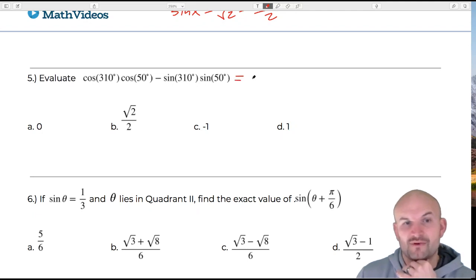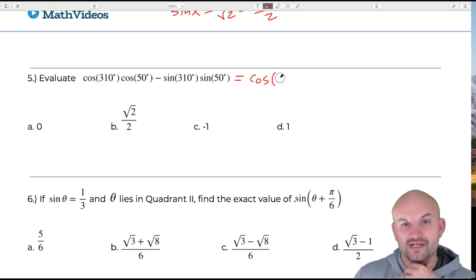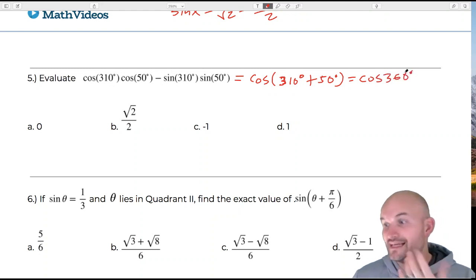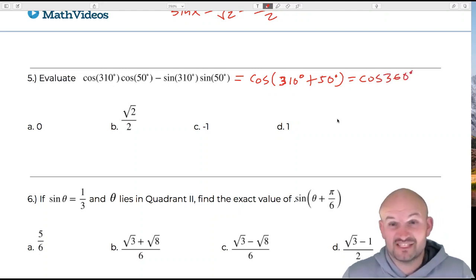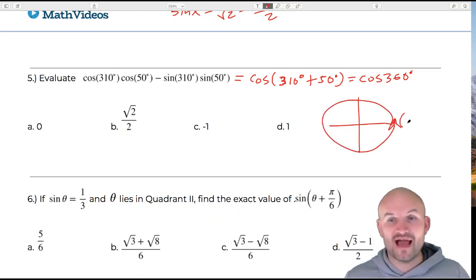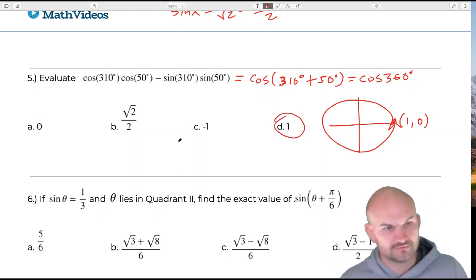If I was going to evaluate this, this would be the cosine of 310 degrees plus 50 degrees. So that's equal to the cosine of 360 degrees. Now we need to determine the value of cosine of 360 degrees. Remember, 360 degrees is one revolution of the circle. That coordinate point is (1, 0). So the cosine of that value is going to be 1.